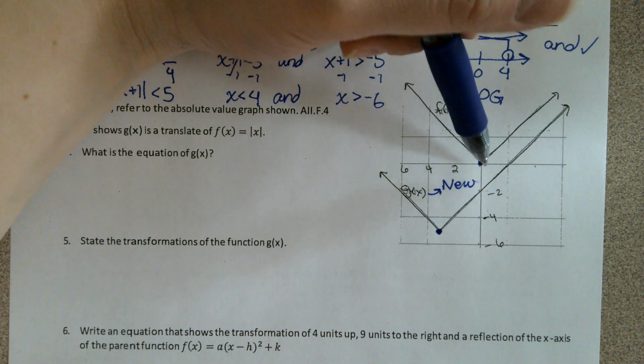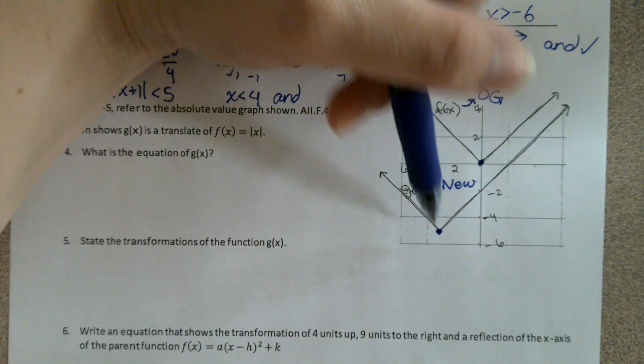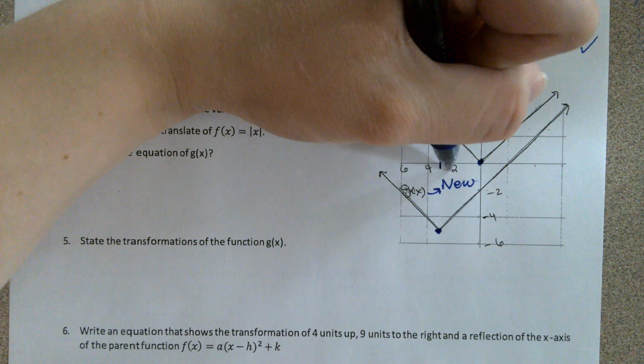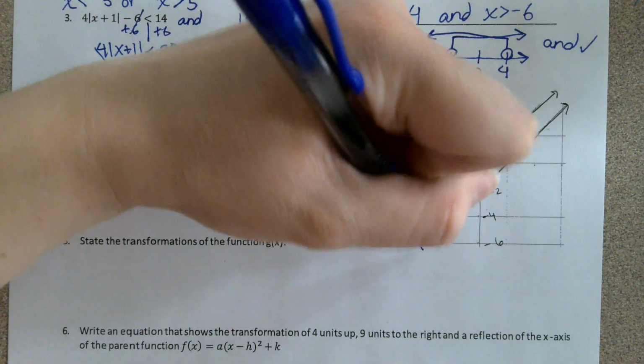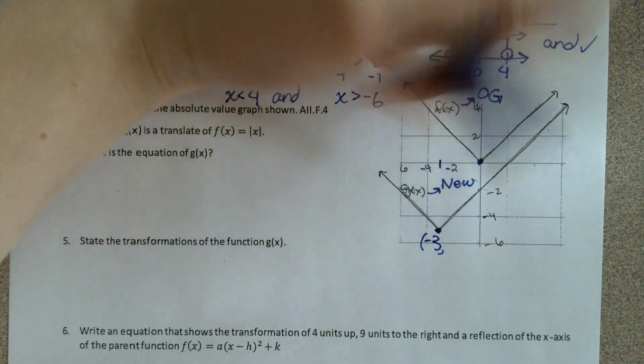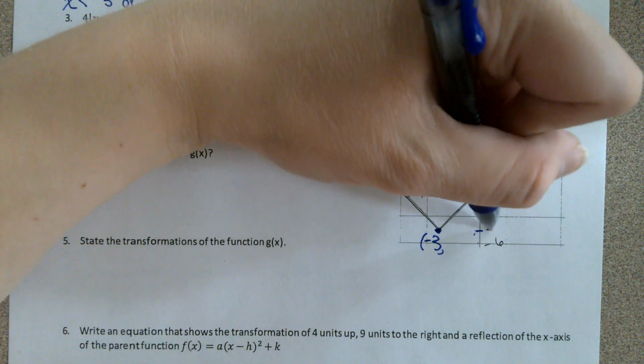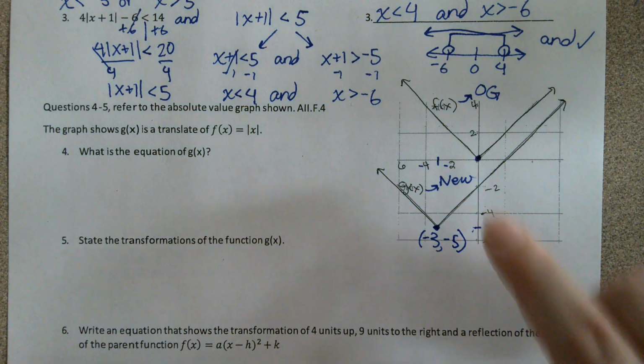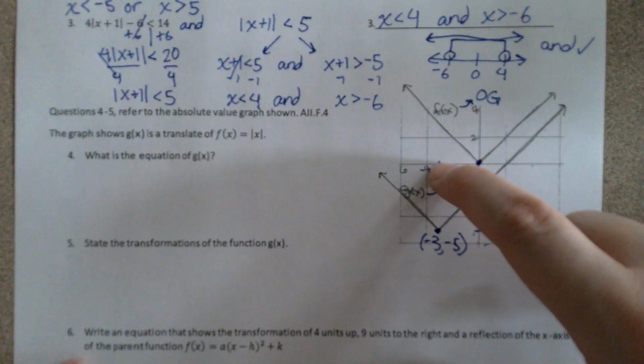So the original vertex starts at 0, 0, and then this falls in between -2 and -4, so we do interpret this as a -3. And then this falls in between the -4 and -6, so we do read that as a -5. So to get from here to here, it goes left 3, down 5.